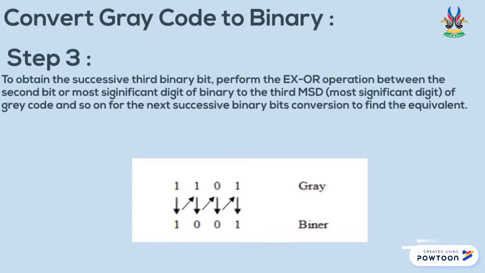Number 3. To obtain the successive third binary bit, perform the XOR operation between the second bit or the most significant digit of binary and the third MSD or the most significant digit of Gray code, and so on for the next successive binary bits conversion to find the equivalent.